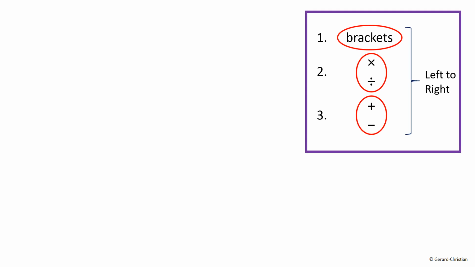Now the next one that we have, this is some of the common rules for order of operations. Now the first step is always to do those in brackets first. Second step is to do those in the times and divide family.